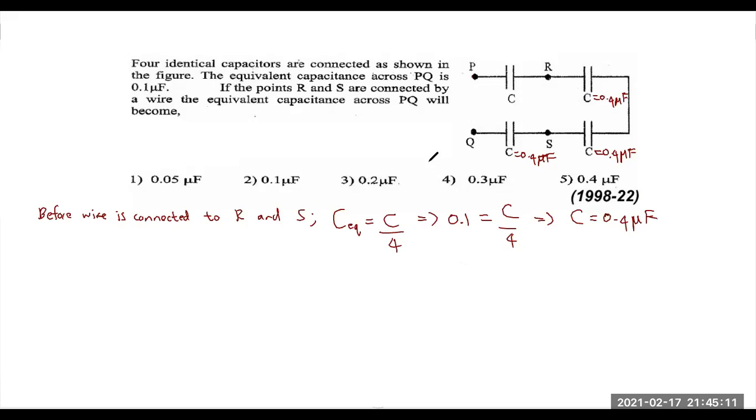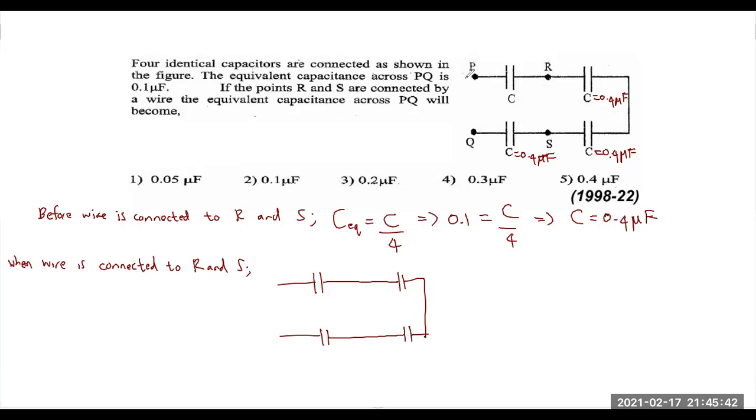Now, when the wire is connected to R and S, let's see what's going to happen. When the wire is connected to R and S, this is what's going to happen. Let's draw the diagram again very quickly. 1, 2, this, and then here another one.